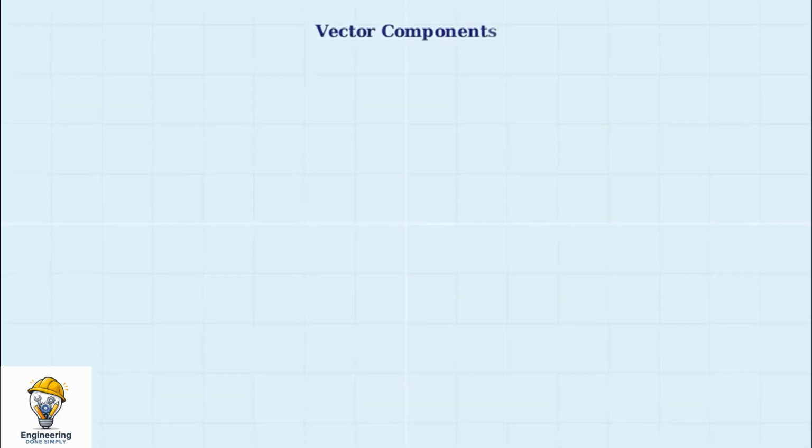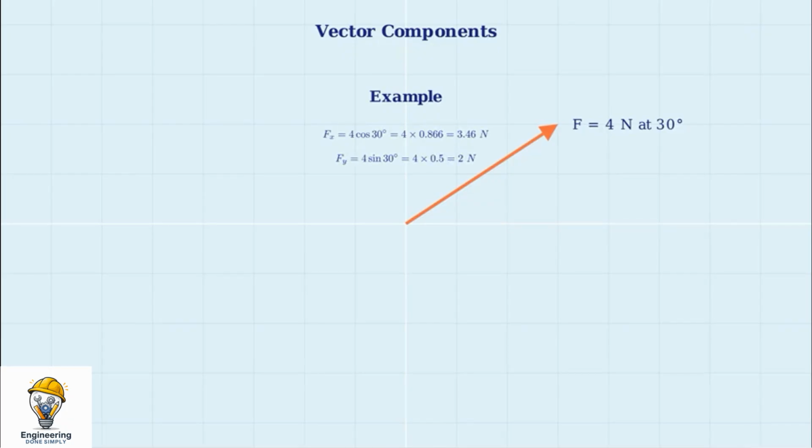Vectors can be broken down into their horizontal and vertical components using trigonometry. This is essential for analyzing forces in engineering problems. Consider a force vector F acting at an angle theta to the horizontal. We can resolve this into horizontal and vertical components. Using trigonometry, the horizontal component is F times cosine of theta, and the vertical component is F times sine of theta. For example, a 4 Newton force at 30 degrees has horizontal component 3.46 newtons and vertical component 2 newtons.